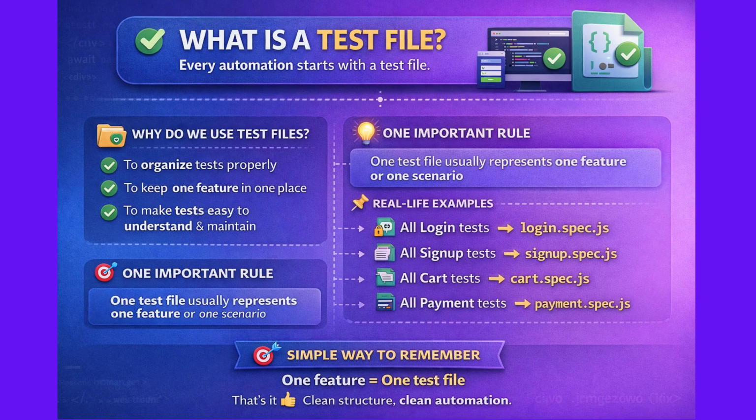Basically, by default, Playwright expects all test files inside the tests folder. Here you will see all our test files, which are inside the tests directory. Playwright automatically scans the tests folder and runs all .spec files inside it.